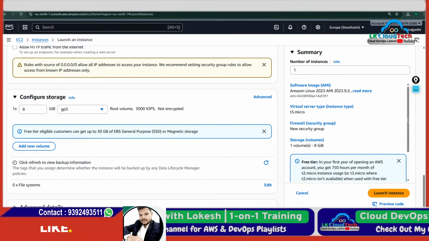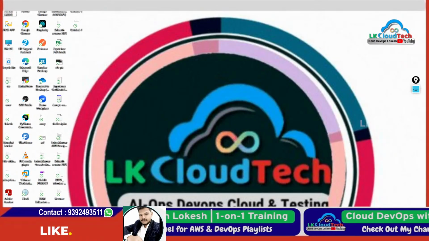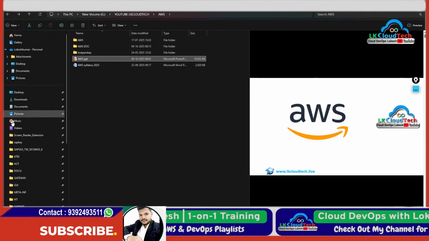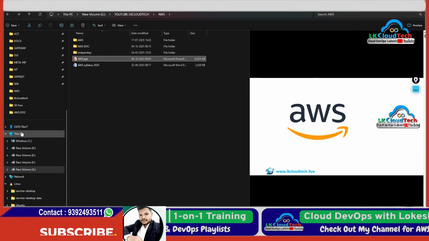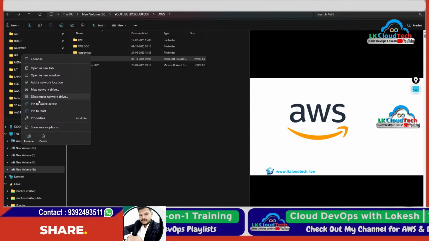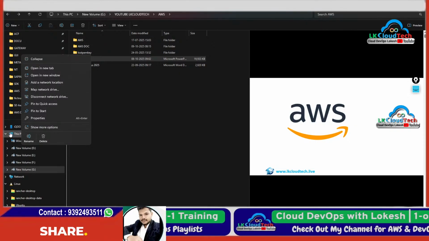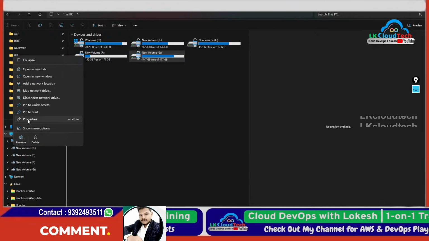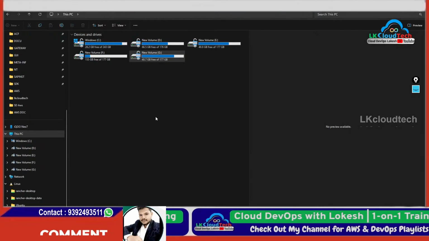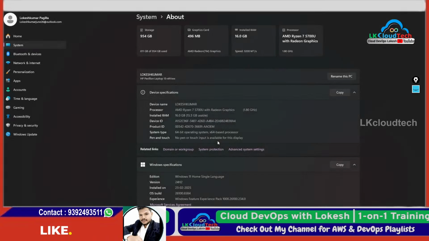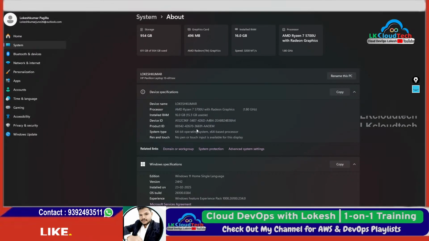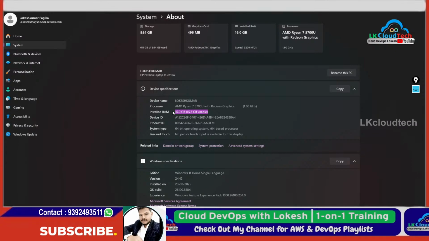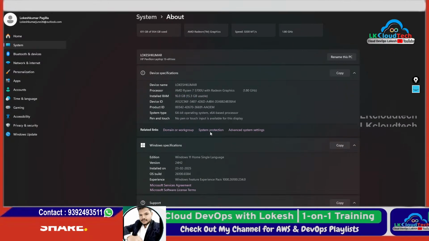Understood? I will show you my computer. I'm talking about Windows now. I will check my computer, all the details, properties. Please focus. You see here, this is related to RAM. RAM is 16 GB on my computer.